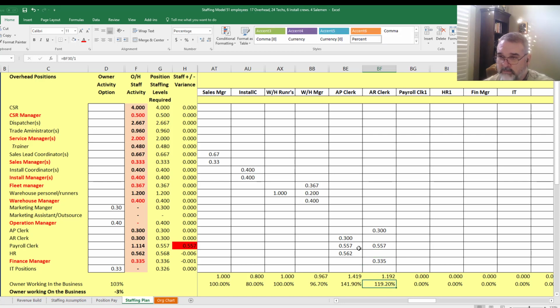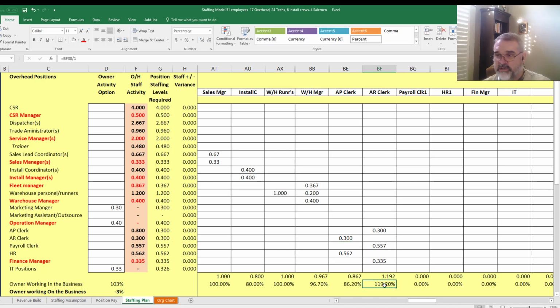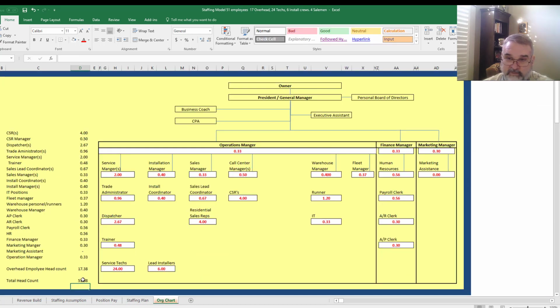So there were 100, I gotta take this piece off of that person. So they're 86%. This person now is 119% because I took that off the manager, took that off the owner. Okay, so now it's over here because the owner just can't take on anymore. Now you're at a point here where you stretch this person, and as you grow to the next level, you're going to have to add some folks. Okay, so what this does, this is a 51-person company. There's 17 overhead employees. Got 24 techs, 6 installers, 4 sales reps.